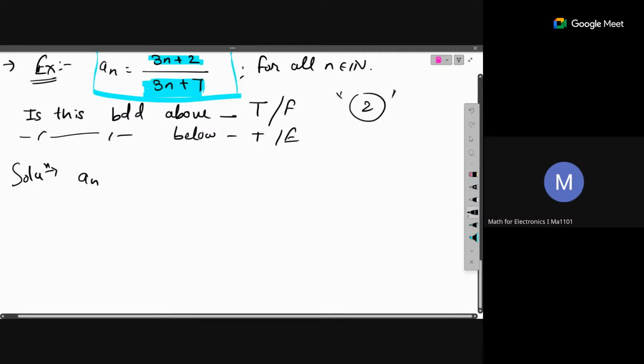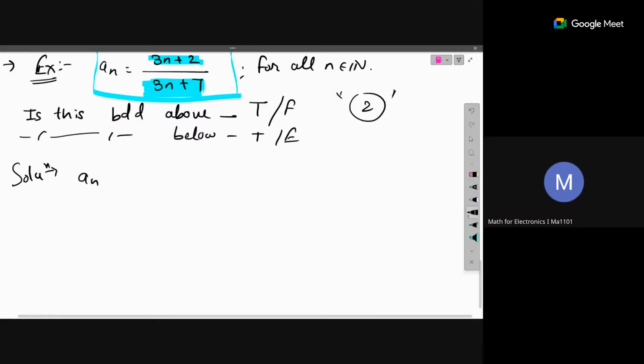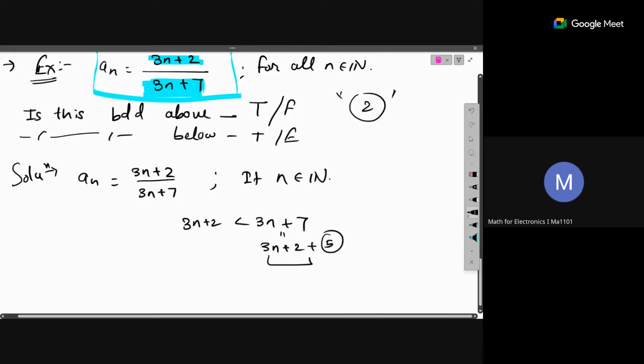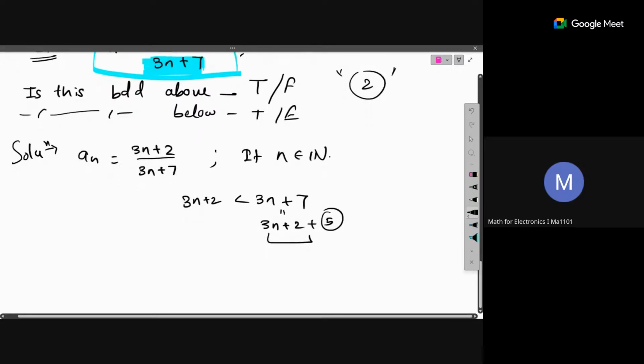So here your a_n is given as (3n plus 2) upon (3n plus 7). So we know that if we take any n belonging to the natural numbers, then obviously 3n plus 2 will be less than 3n plus 7, right? Because this is 3n plus 2 plus 5. So that means I am adding something to my original quantity, right? So that's why 3n plus 7 is greater than 3n plus 2.